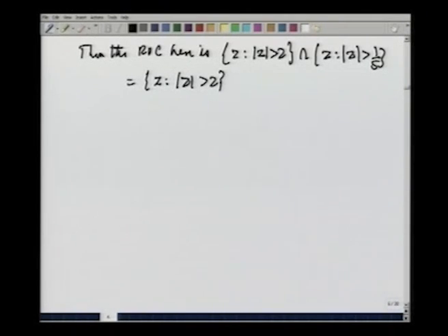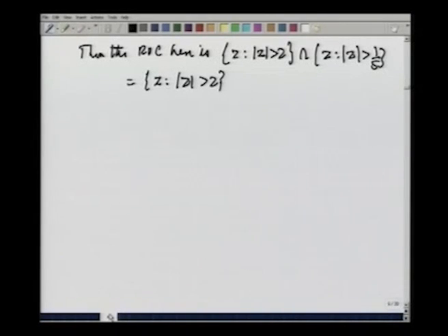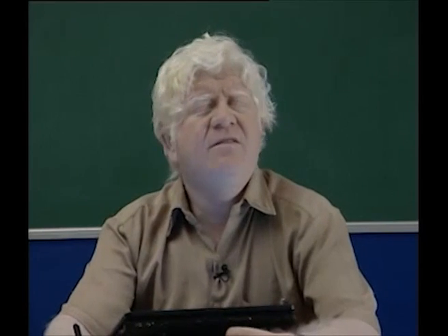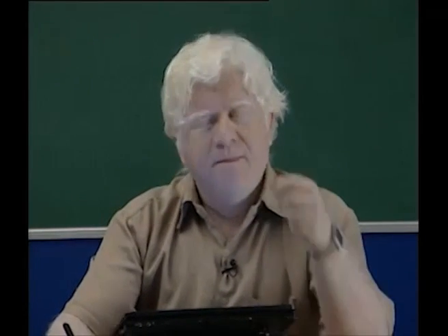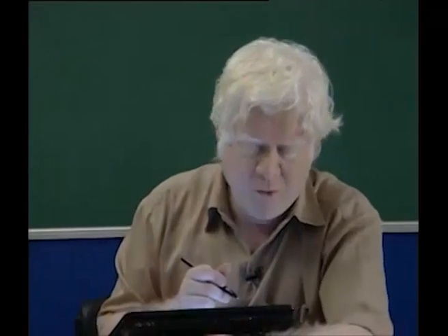Thus, if we go back and draw the ROC, well, there is no place over there, so we will make a fresh diagram. We will draw the poles, the zeros, as well as the ROCs of the individual terms and the ROC of the overall expression.